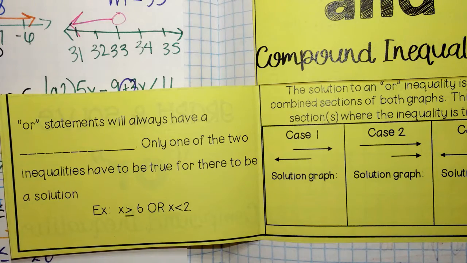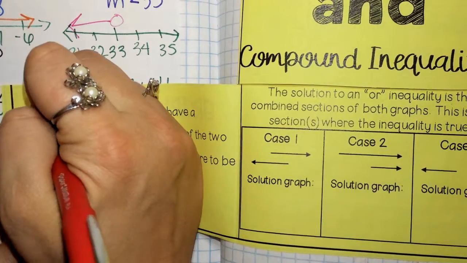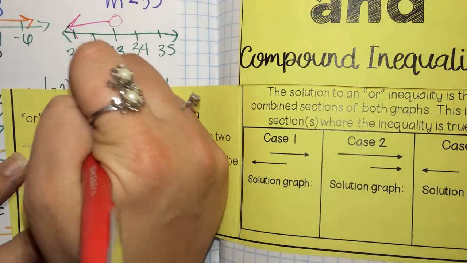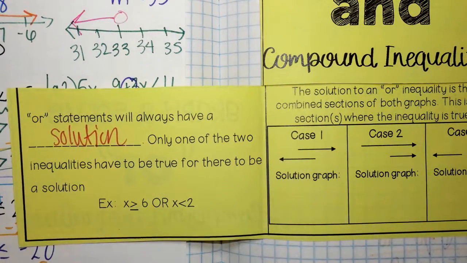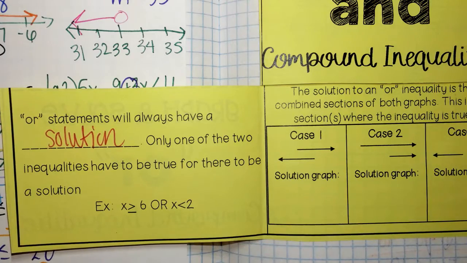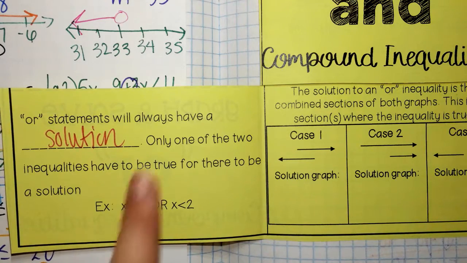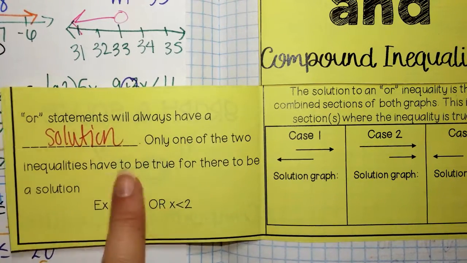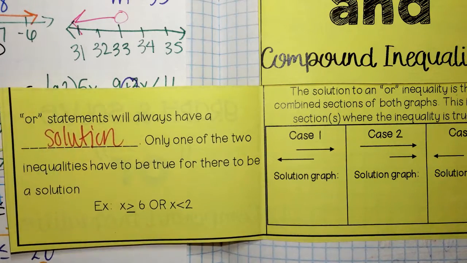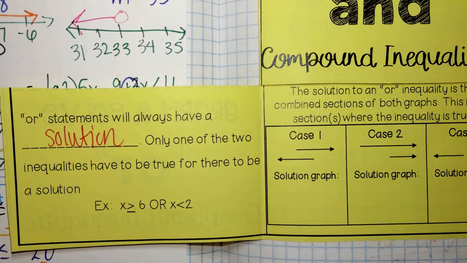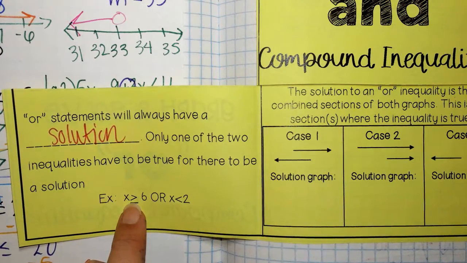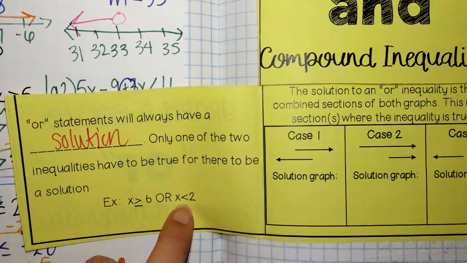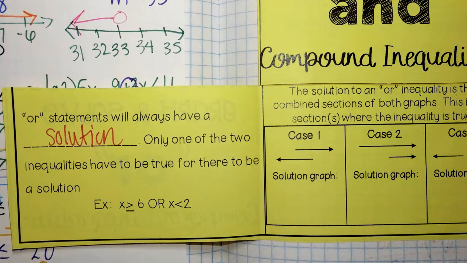Or statements will always have a solution. Only one of the two inequalities has to be true for there to be a solution. So our example here is x is greater than or equal to 6 or x is less than 2. So you can pick one that satisfies either of those, or it could be both.